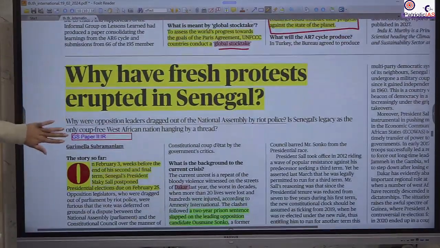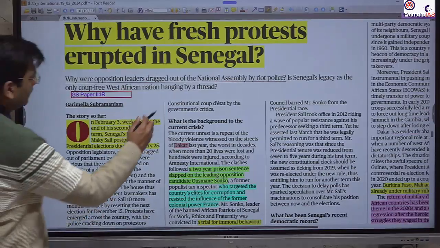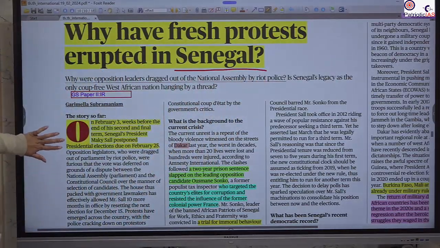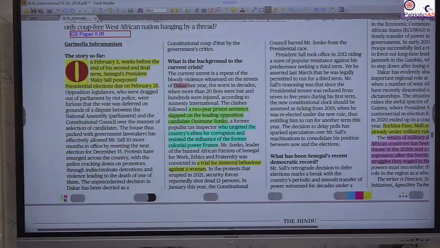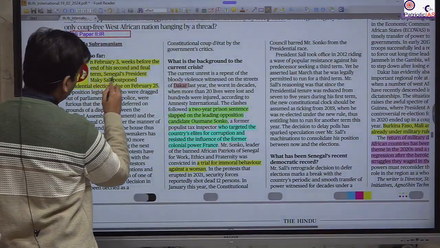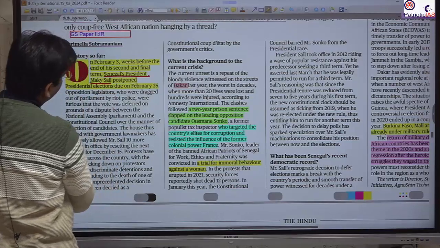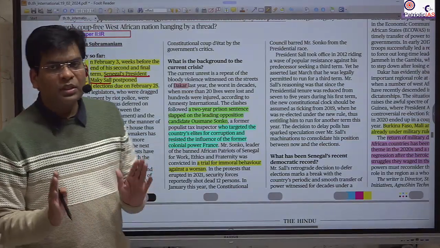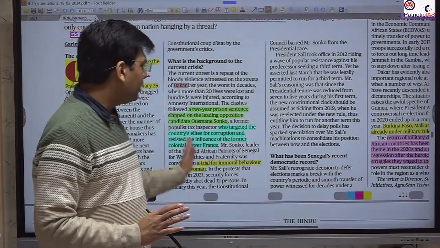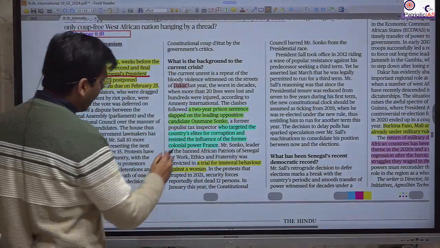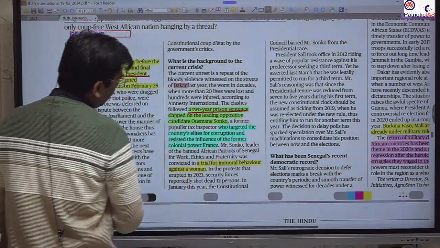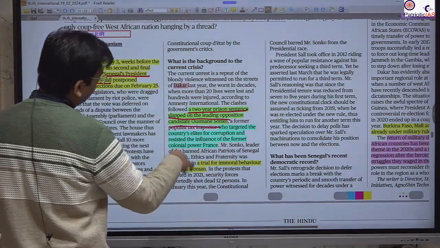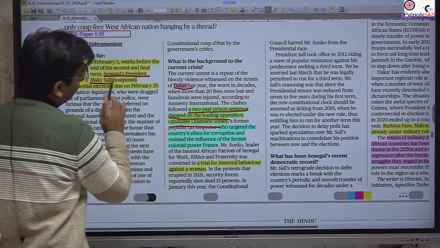Next important news is with respect to Senegal. Senegal is a country in Africa, and there is some turmoil. The president's term was about to end, but he has extended it, and there is fear that there could be a dictatorship or military rule, because the opposition leader has been imprisoned. So you should know that Dakar is in Senegal.